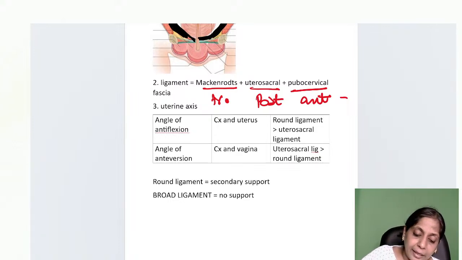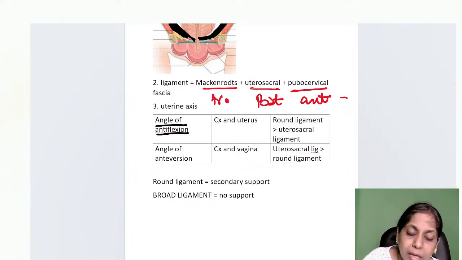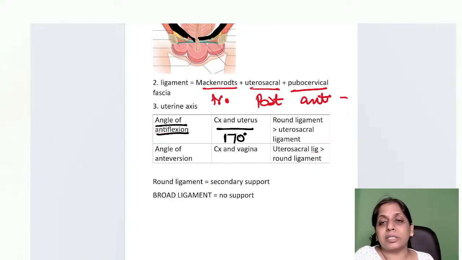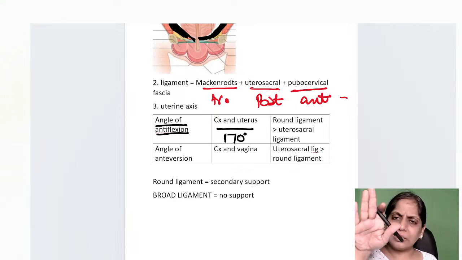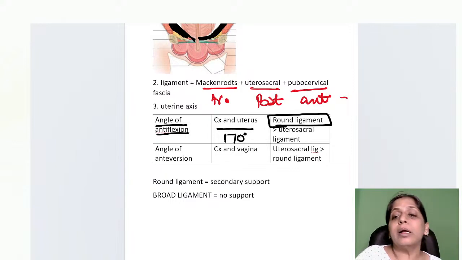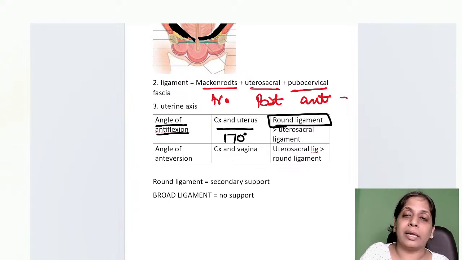Okay, the angle of anteflexion. What is the angle of anteflexion? The angle of anteflexion is the angle between the cervix and uterus. Of course, it is a very small angle because it just flexes the uterus slightly, just slightly bends it. So it is made by the round ligament. Who is making this angle? It is the round ligament. Minor cooperation is also given by the uterosacral or the version ligament.